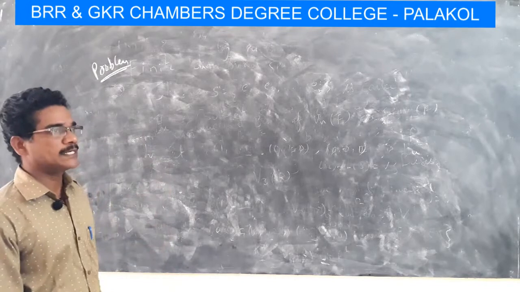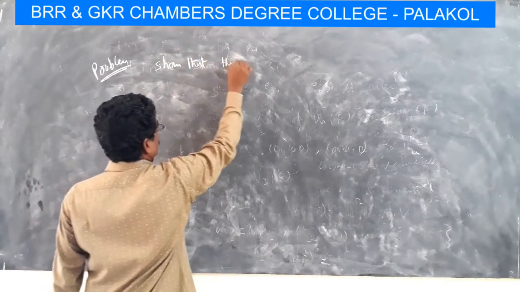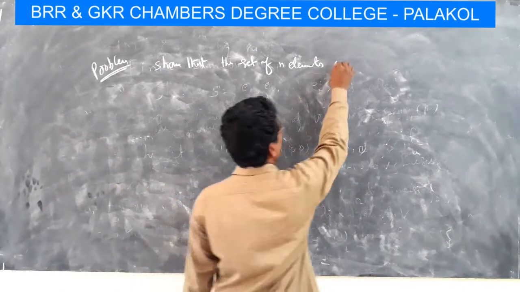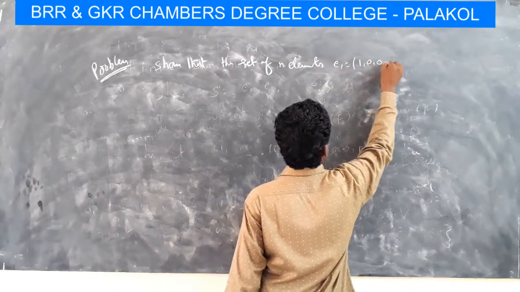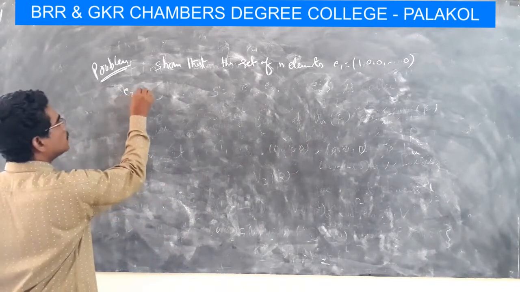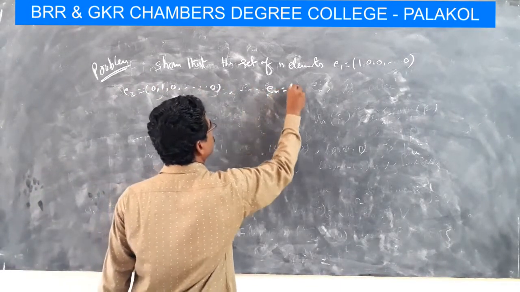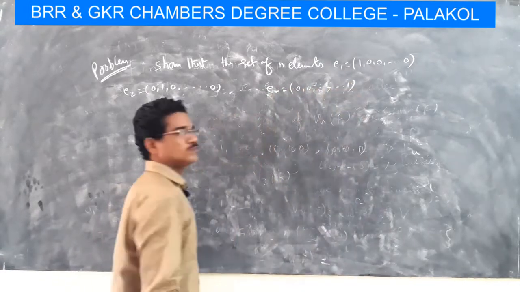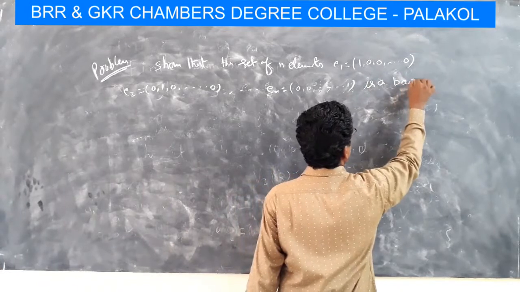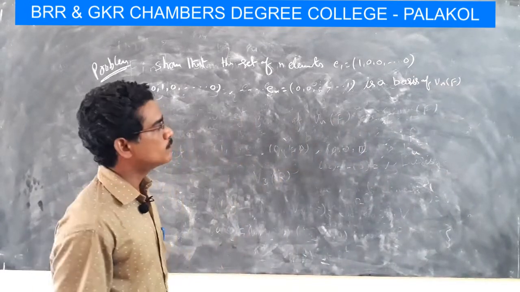Show that the set of n elements, suppose e1 equal to (1, 0, 0, and so on, 0), e2 equal to (0, 1, 0, up to so on, 0), and so on, en equal to (0, 0, up to so on, 1), is a basis of Vn of F.